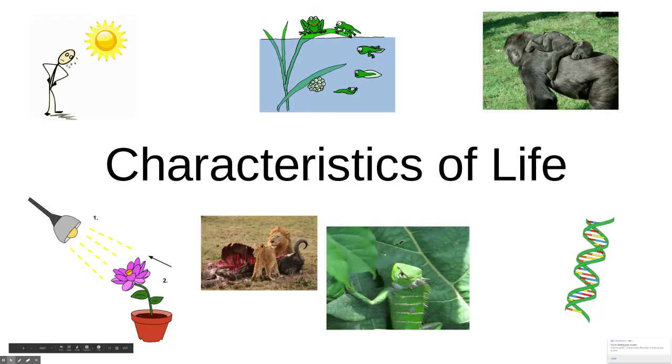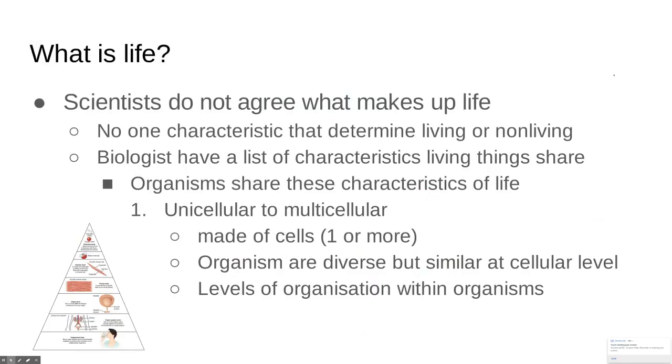Characteristics of life. Scientists don't always agree on what makes up life. There's just not one characteristic that tells you if something is alive or not alive. There's a list, and we're going to go over 7 of them. The first one is you have to be made up of cells to be considered living, at least one cell.